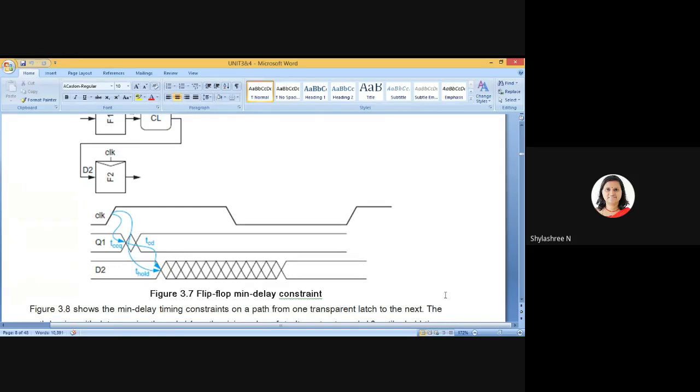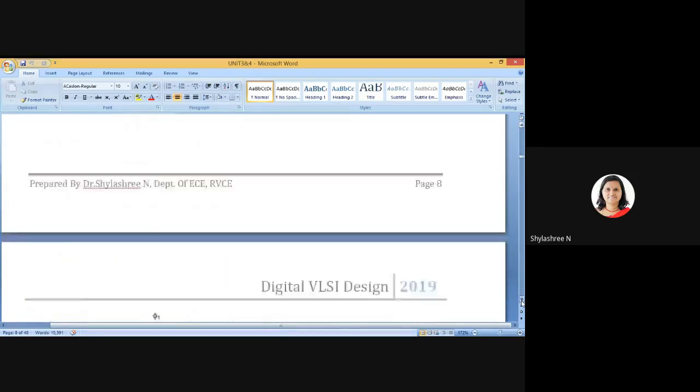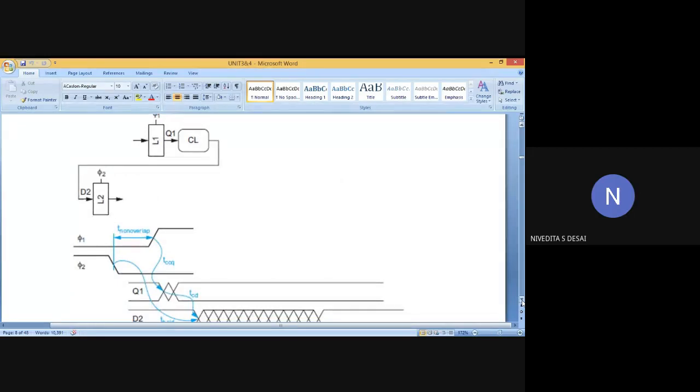Hello? No doubt, ma'am. At least say yes or no. No doubt, ma'am. Okay. Shall we move on to your two-phase transparent latch based system? Yes, ma'am.